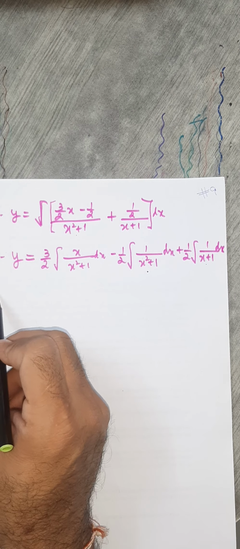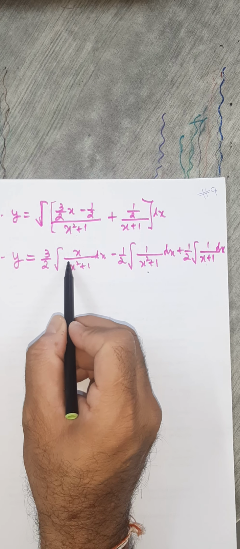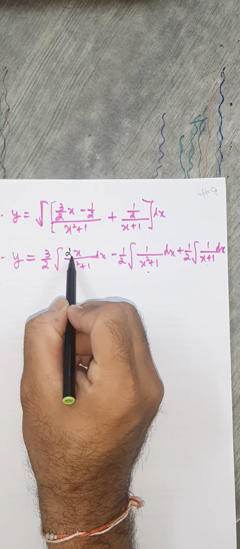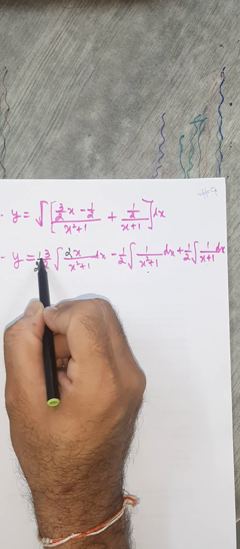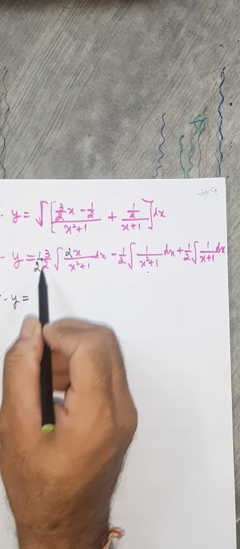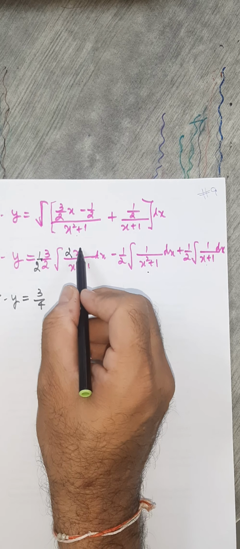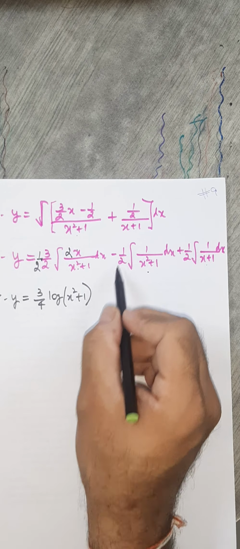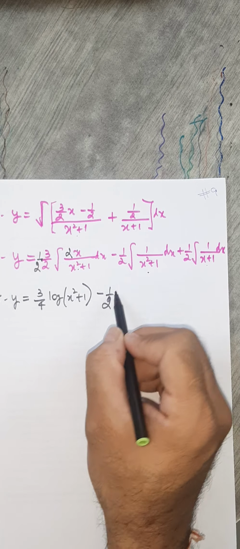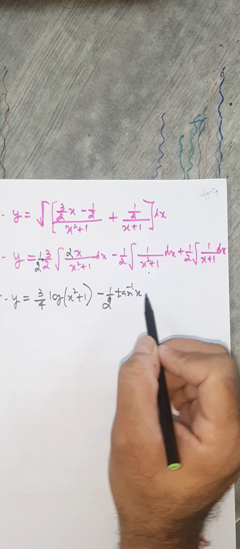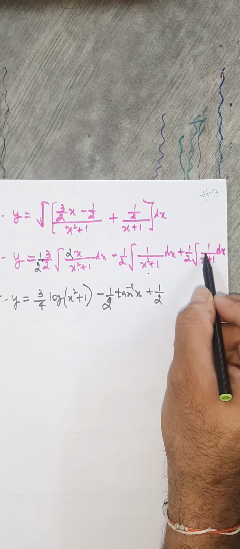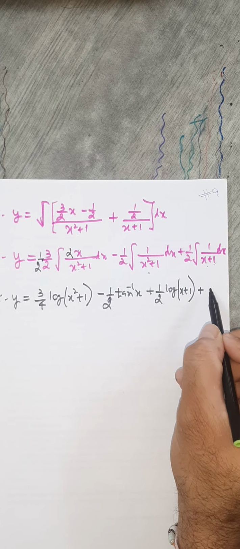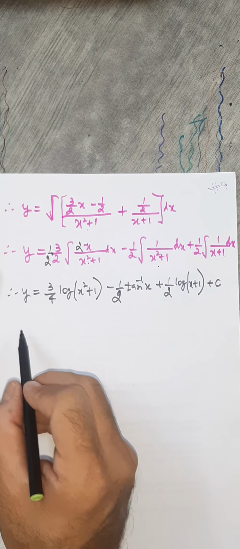This is linear upon quadratic. So what you need to do, you need to set the derivative of this x square plus 1. What is that? 2x. So I'll write here into 2, so here 1 by 2. Okay, so therefore y equals 3 by 4, f dash upon f, log of x square plus 1, minus 1 by 2. What is this? This is tan inverse x. Plus 1 upon 2, this is a linear function, imagine that as x, so log of x plus 1, plus the constant of integration.